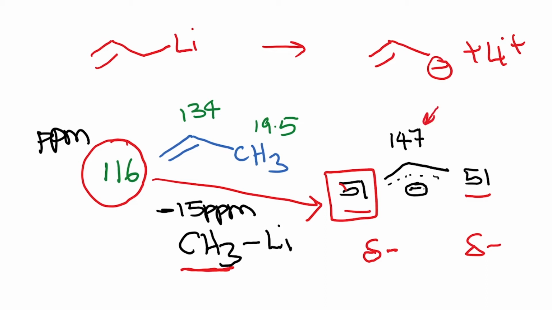Okay. Point number two, most of the negative charge is actually localized in the two corners. So that is the two terminal carbons, which would be 51 and 51 ppm. And this tells us that the most reactive center in this anion is actually the terminal carbon. So with this background, let's now look at the enolate, the picture of an enolate.